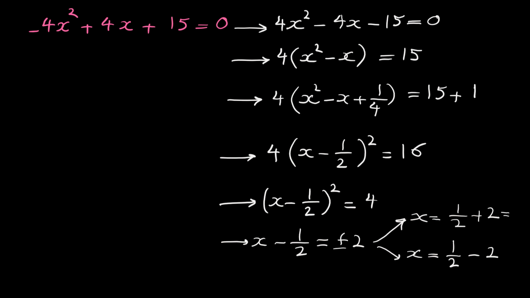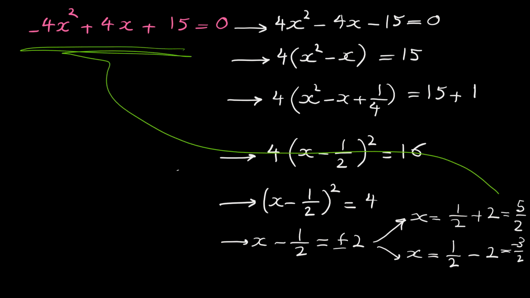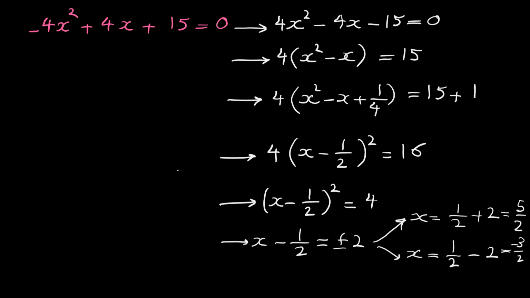1/2 plus 2 is 5/2. 1/2 minus 2, if you do a common denominator, is negative 3/2. For example, 1/2 minus 2 is 1/2 minus 4/2. 1 minus 4 is negative 3. So we have negative 3 over 2. So the two roots, the two solutions of this equation here are 5 over 2 and negative 3 over 2. These are the roots of this equation.